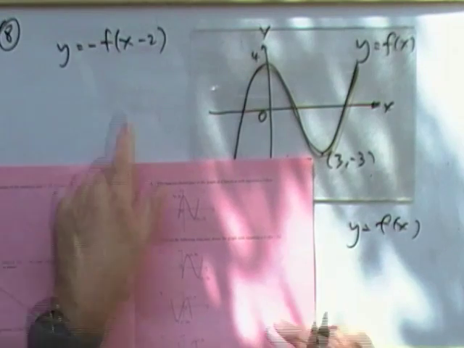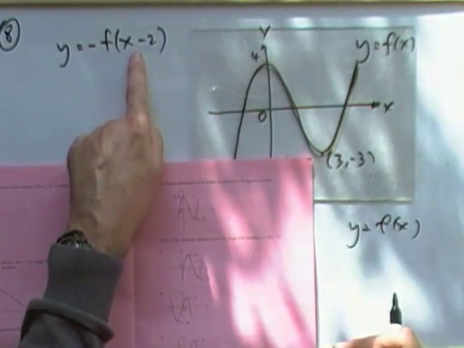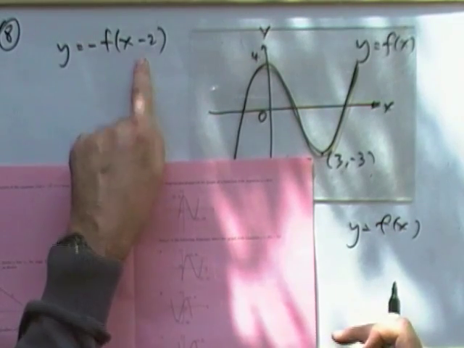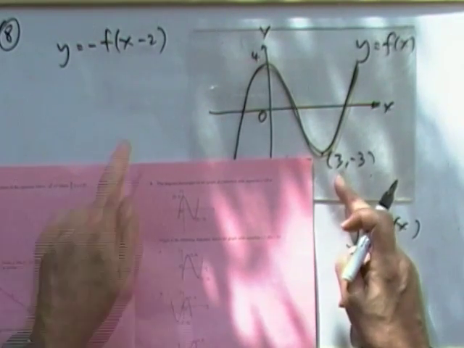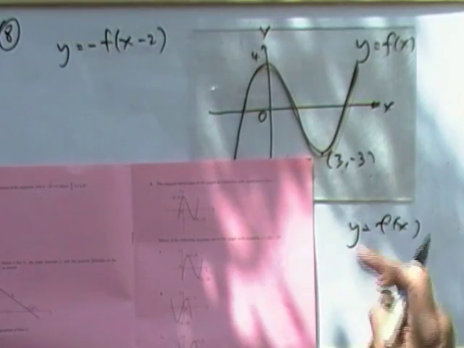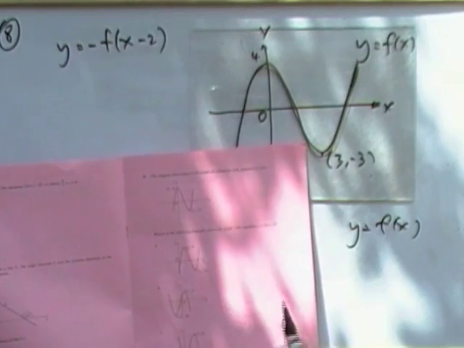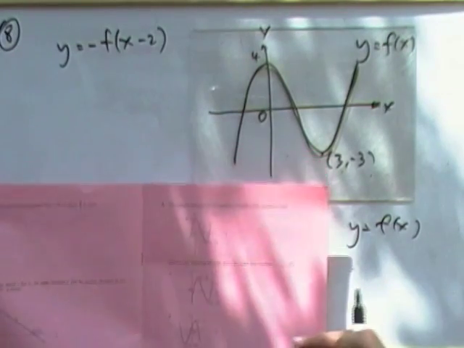So that says that you could just take that point, 3, negative 3, then say, where would the new point be? Well, the point's going to move forward 2, so it's going to move forward to 5, and the y coordinate's going to be negative, so it's going to go to 5, 3. And then you can just pick out the graph 5, 3. There's only one that's got 5, 3 in it, and that'd be your answer, D, straight away.